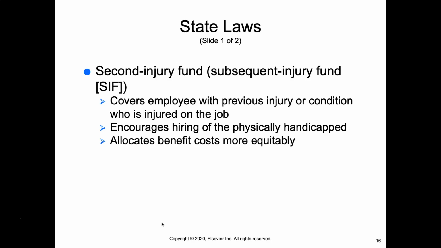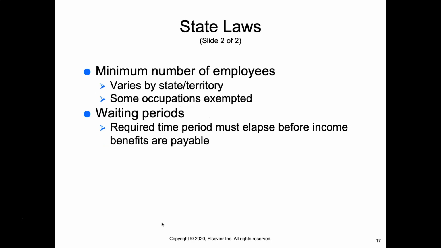And the reason for this is to encourage the hiring of physically handicapped individuals, and it allocates benefit costs more equitably. So state laws usually set a minimum number of employees that can vary by state, and some occupations are exempted. So it's interesting to look up, according to your state laws, who's included and who's excluded from your present state's workers' compensation laws.